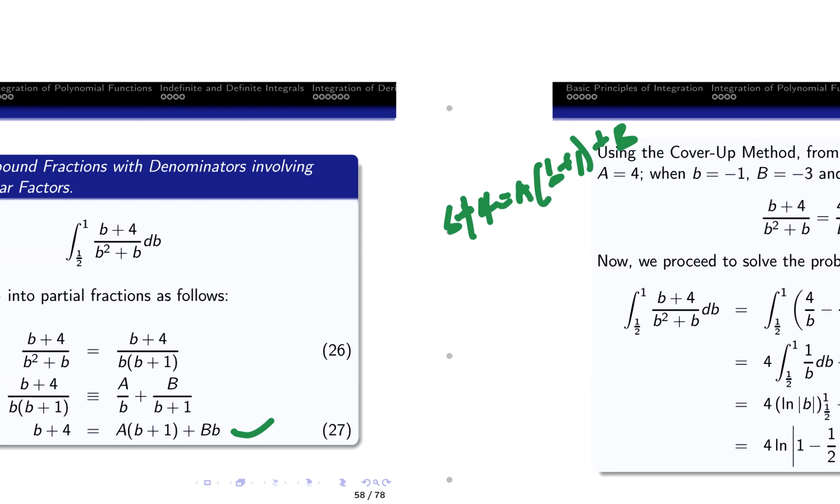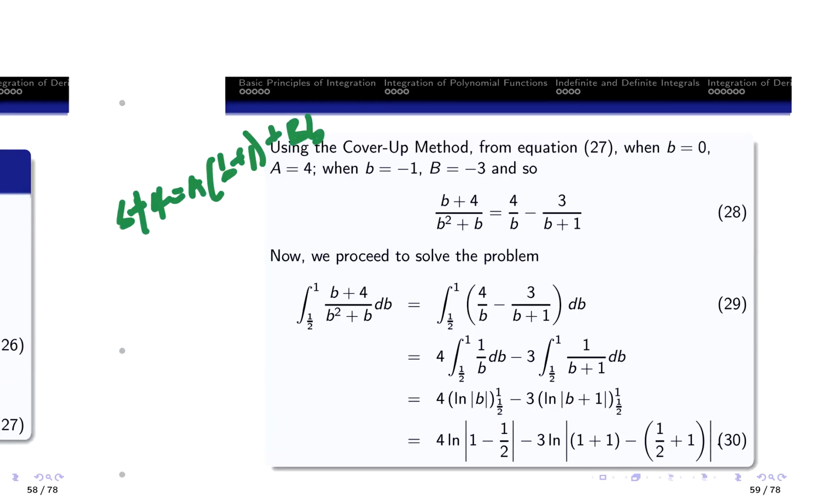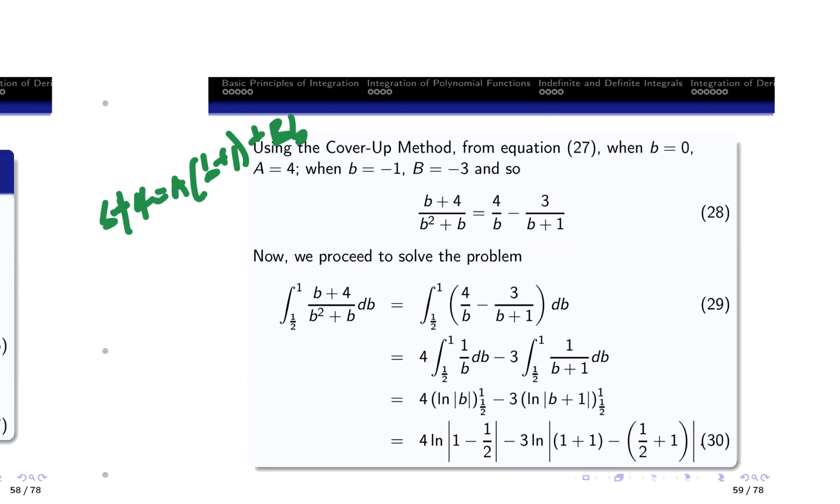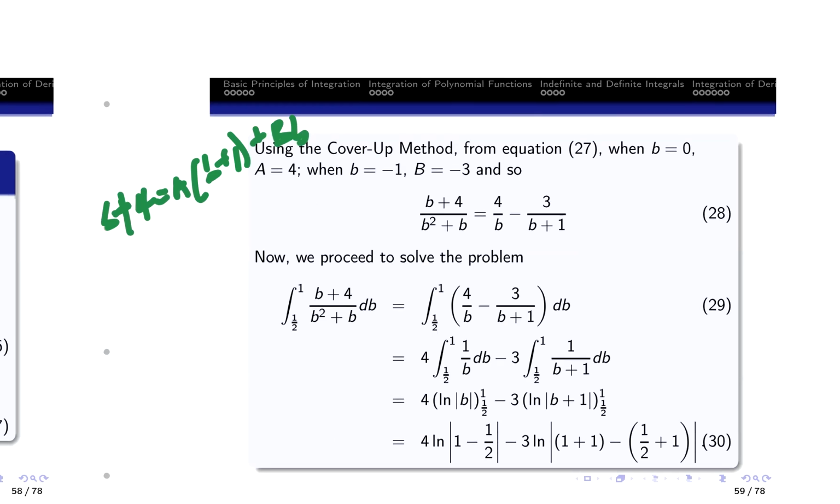So the cover-up method simply means that you're comparing coefficients. So for instance, if you expand this, that is b plus 4 equals Ab. Okay, no. For the cover-up method, I think it's even simpler than that. The cover-up method is really easy. All you do is set either this or this to 0 in turns, and then you get whatever is left.